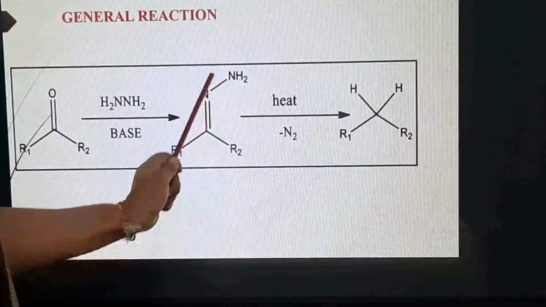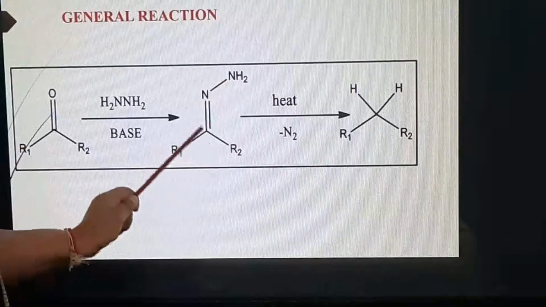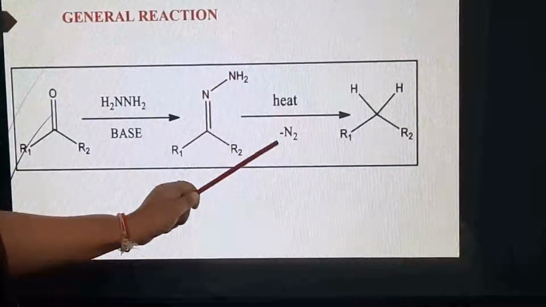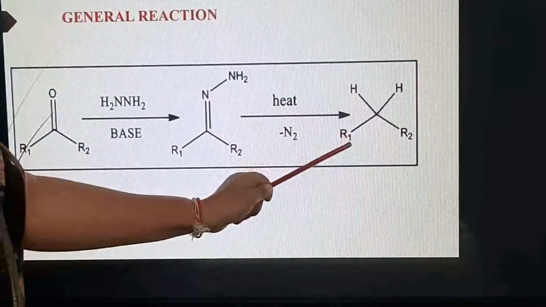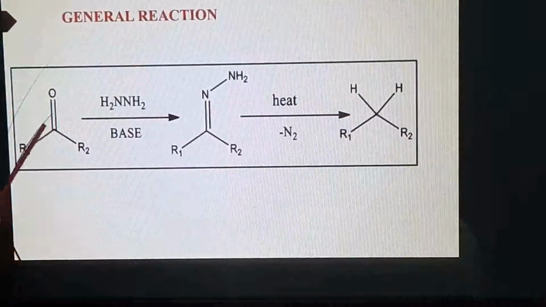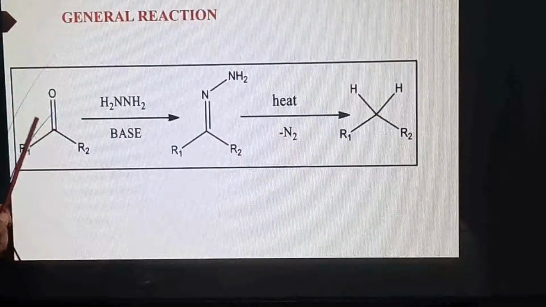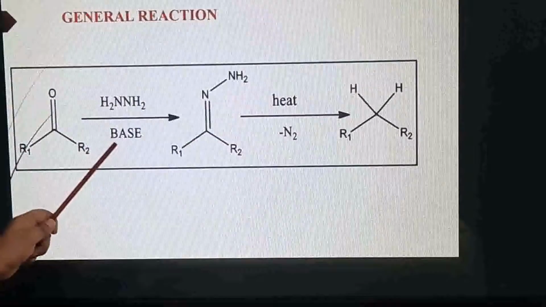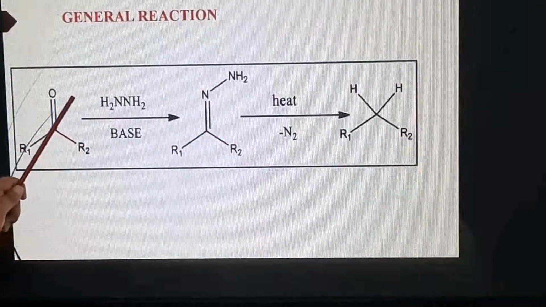So here the actual Wolff-Kishner mechanism is involved. There is a loss of nitrogen, as a gas, and formation of the simple alkane. So this is the general reaction of the Wolff-Kishner reaction, conversion of carbonyl compounds into alkanes in the presence of the base and hydrazine hydrate.